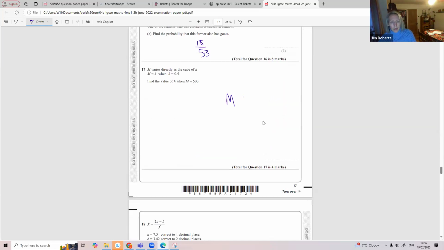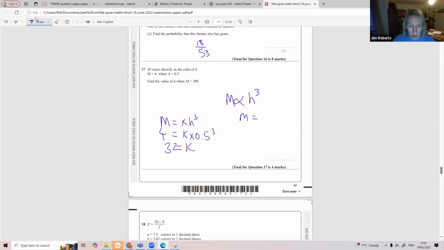M varies directly to the cube of h, h cubed. So m equals kh cubed, right? M is 4. We want to work out the constant of proportionality because that stays the same. Everything else can change. I want to divide both sides by 0.5 cubed. 4 divided by 0.5 to the power 3 is 32. K is 32. So we know m equals 32 h cubed.